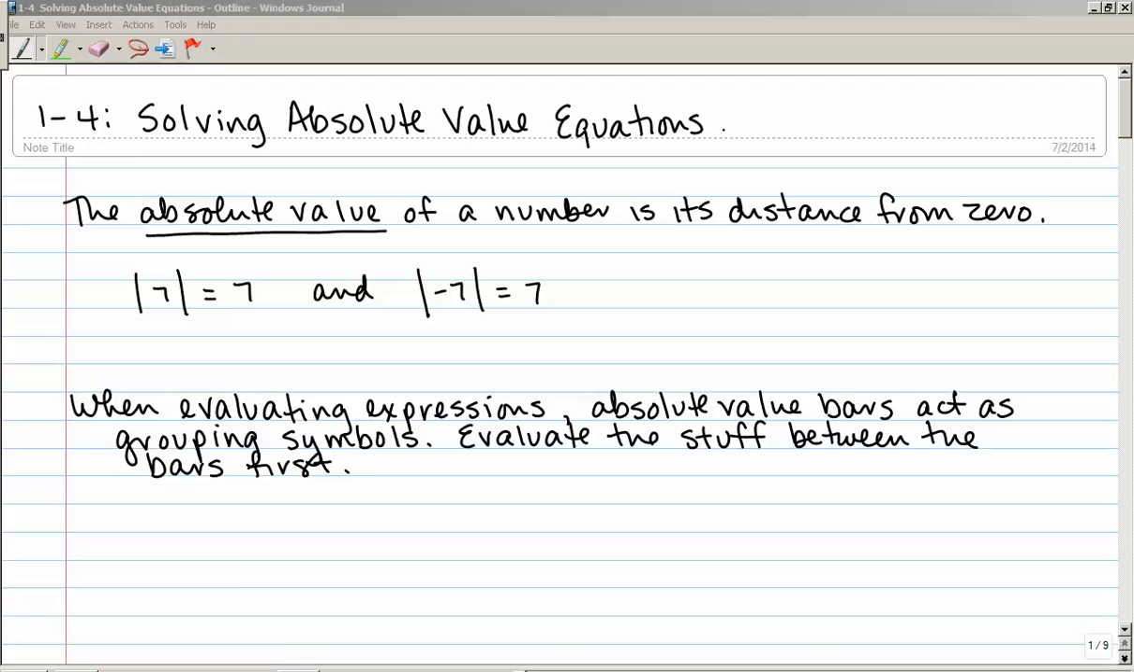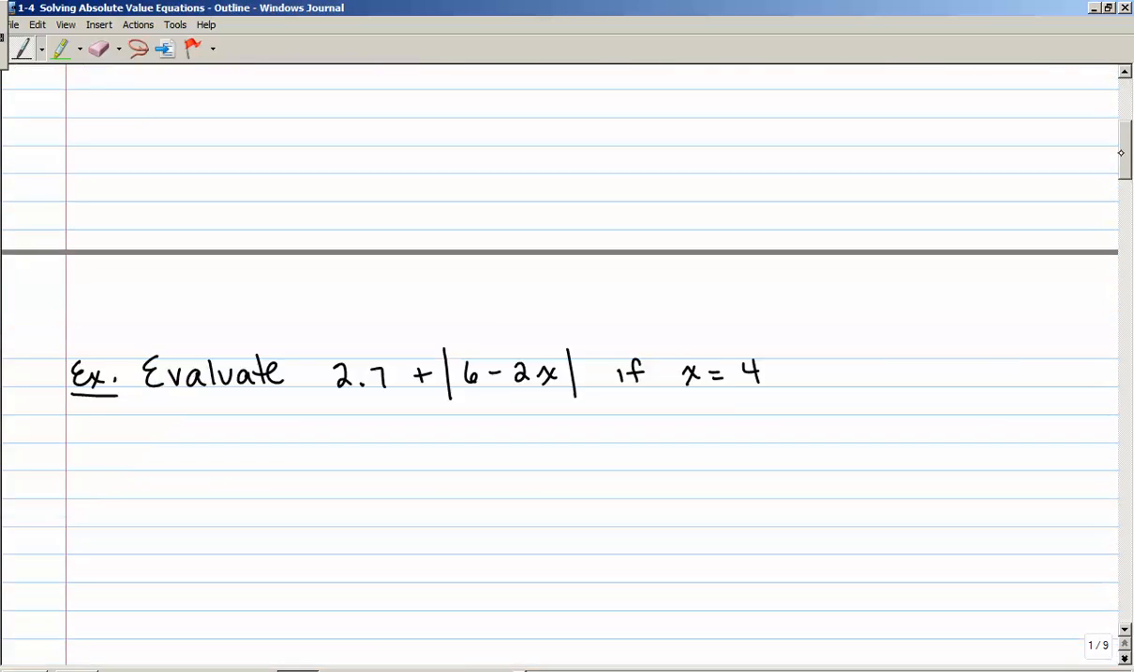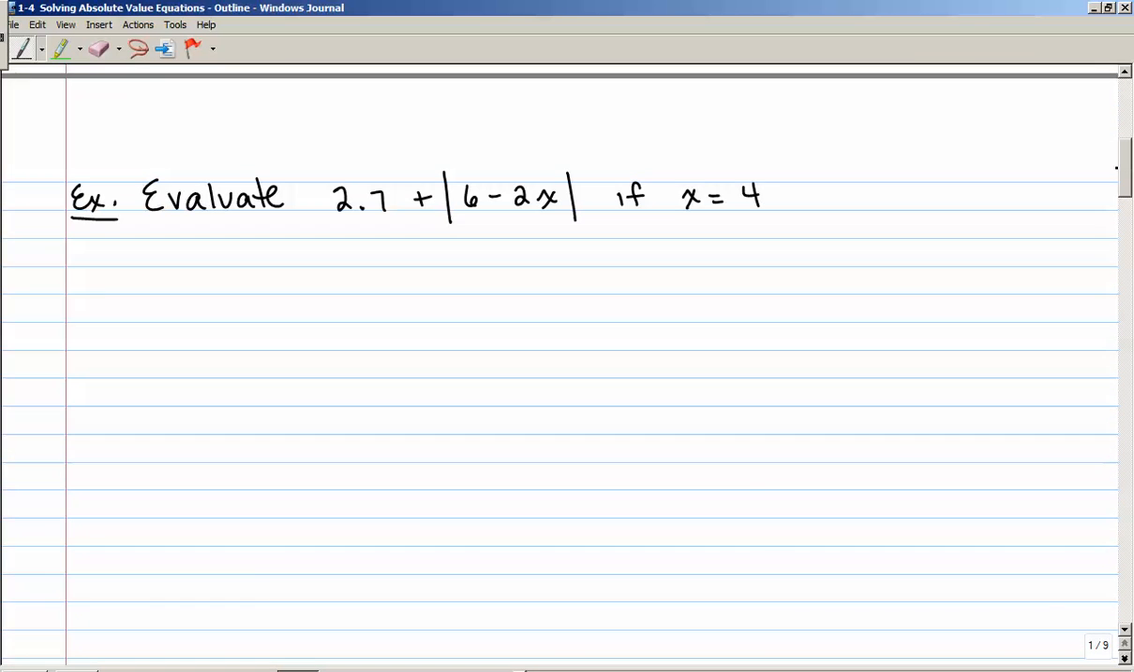When you're evaluating expressions, the absolute value bars act as grouping symbols. So you need to evaluate or deal with the stuff that's between the bars first before you actually apply the absolute value to anything. Let's take a look at a couple examples. Evaluate 2.7 plus the absolute value of 6 minus 2x if x is equal to 4. First step is to plug in 4 for x. So I'll have 2.7 plus the absolute value of 6 minus 2 times 4.